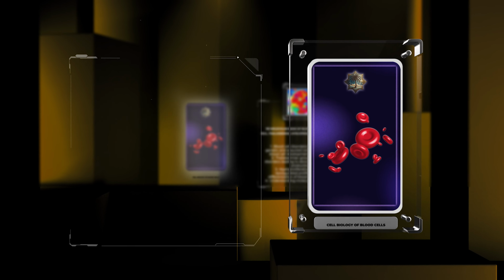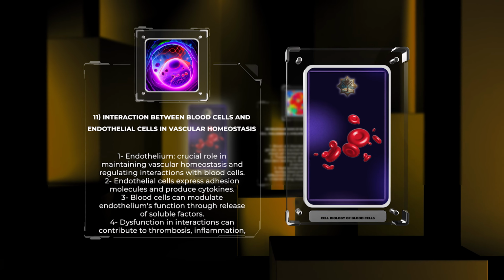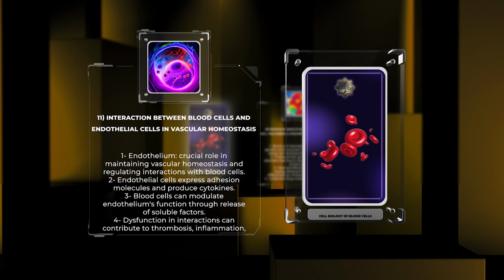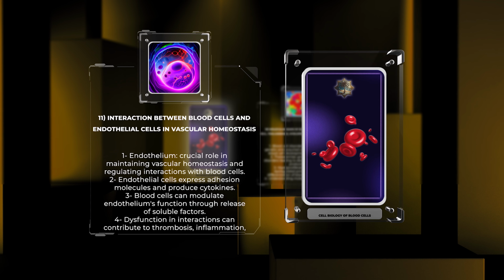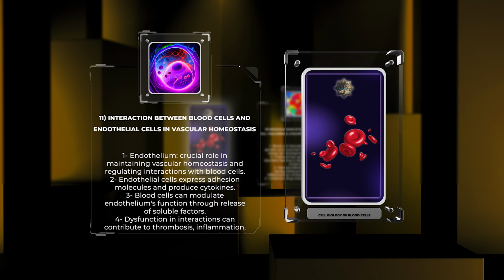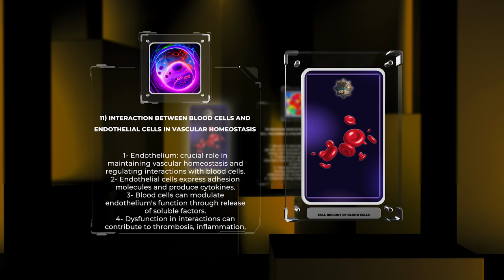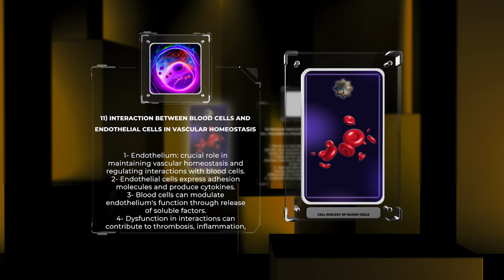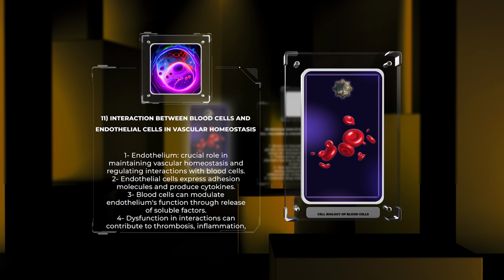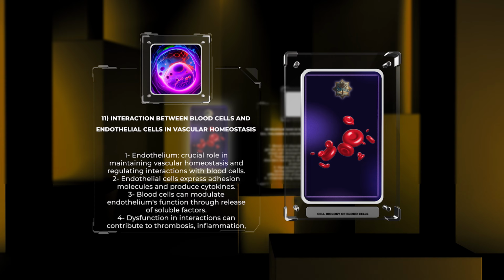The endothelium lining blood vessels plays a crucial role in maintaining vascular homeostasis and regulating interactions with blood cells. Endothelial cells express adhesion molecules and produce cytokines that influence the behavior of circulating blood cells. Blood cells, in turn, can modulate the endothelium's function through the release of soluble factors. Dysfunction in the interplay between blood cells and endothelial cells can contribute to thrombosis, inflammation, and cardiovascular diseases. Studying these interactions helps elucidate mechanisms underlying vascular disorders and identify potential therapeutic targets.